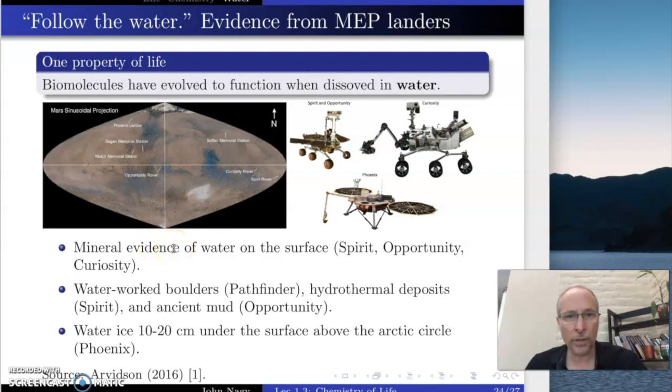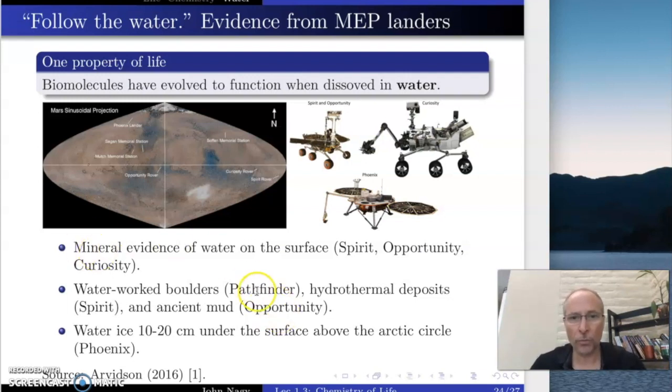But there's other evidence. We found mineral evidence. There's evidence on the surface of the planet, and it was found by the rovers Spirit, Opportunity, and Curiosity. Those are the last three rovers that have actually been on Mars from NASA. They found evidence for water-evaporated minerals. In other words, minerals that are dissolved in water that form as minerals on the surface when the water evaporates.